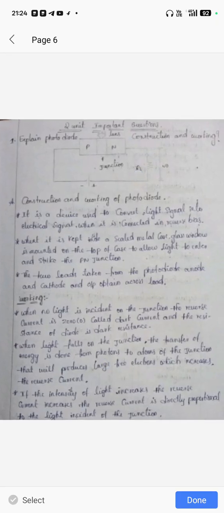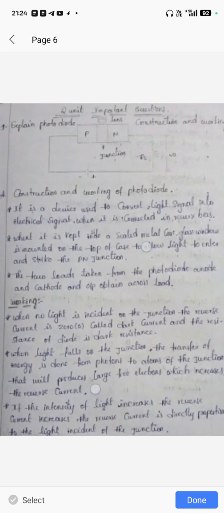Explain photodiode construction and working. Construction: it is a device used to convert a light signal into an electric signal when it is connected in reverse bias. It is kept inside a sealed metal case, and a glass window is mounted on top of the case to allow light to enter and strike the PN junction. The two leads are taken from the photodiode, anode and cathode, and output is obtained across the load.